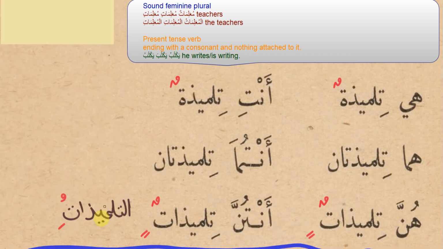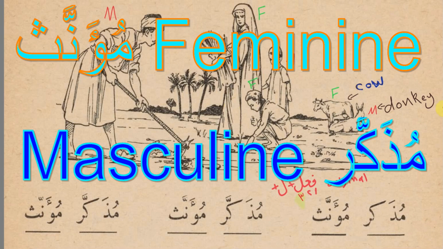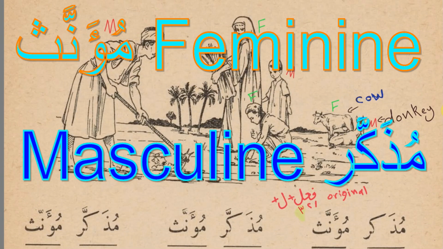Notice here it's defined, at-tilmidatu. So notice u and e there because of this defining article al, at-tilmidatu. On this page you can review the feminine and masculine.